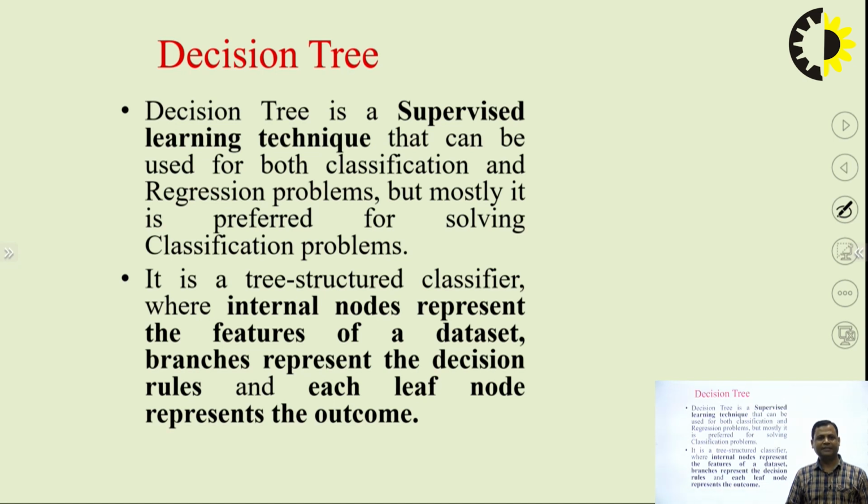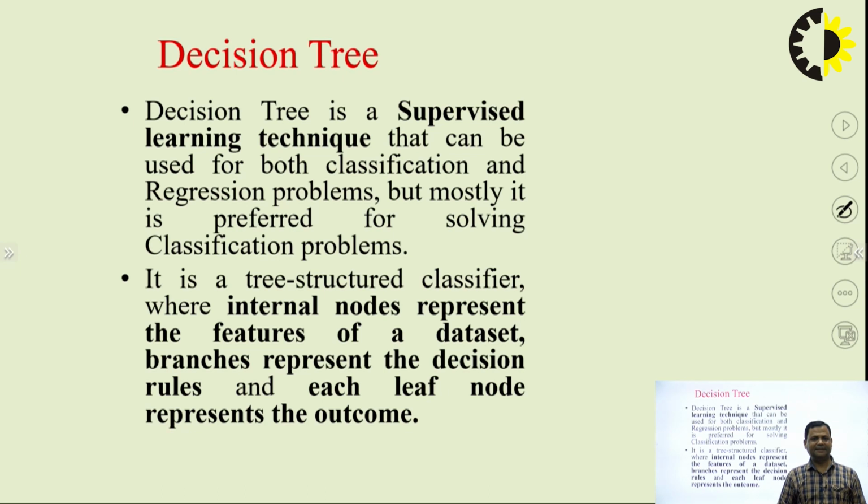But mostly it is preferred for solving classification problems, because it works on certain decisions, and where a decision is involved, we always use the classification problem. So the major use of the decision tree is in classification problems, but it can also be used for regression purposes and for predicting a continuous quantity. So a decision tree is basically a supervised learning technique that can be used for both classification as well as regression, but mostly it is used for classification problems.